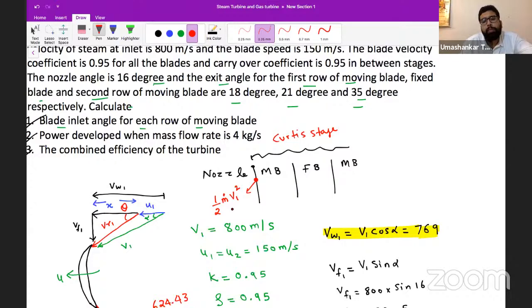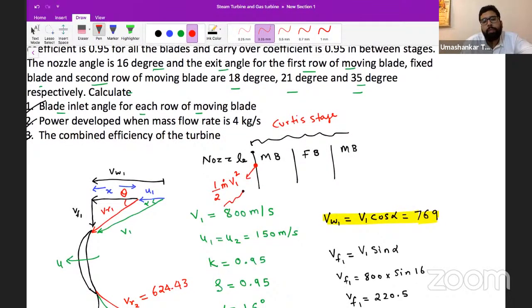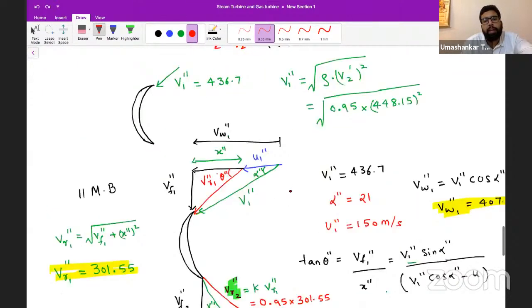So at this point, we have this much kinetic energy, and this is going to get utilized in all these things. Okay, so what is the input we have?